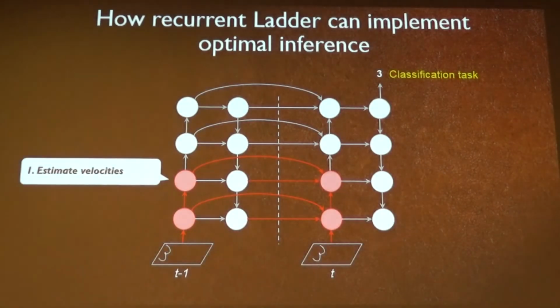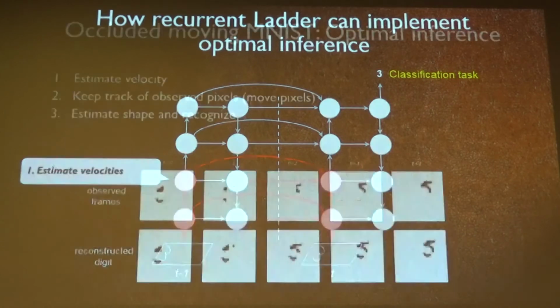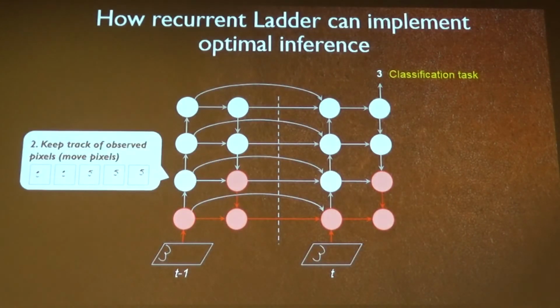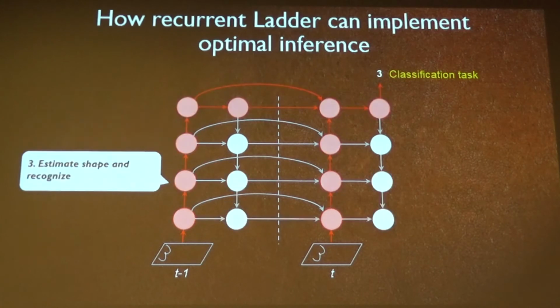Of course, we are interested in more complicated stuff, like actual videos and so on. So for a recurrent ladder network, what are the inferences you would need to make? First, you would need to estimate the velocities. So you have some kind of computations there. Then once you have those estimated velocities, you need to keep track of the observed pixels by shifting the previously recorded pixels, and then in the end you do classification.